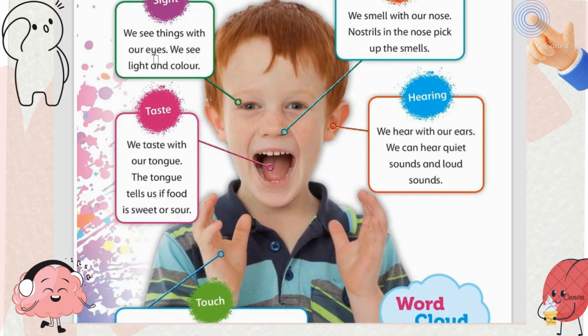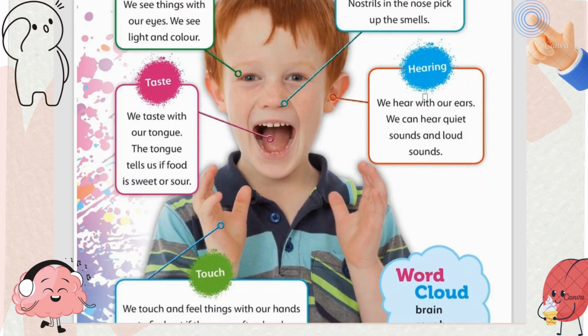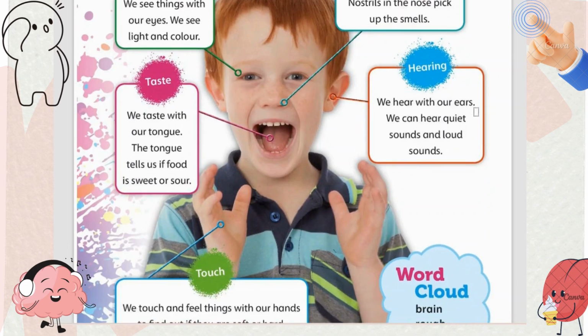All right, then comes hearing. We hear with our ears. We can hear quiet sounds and loud sounds, right? The music, oh, this is very loud music, I don't like it. But when someone is talking very lightly, we say, oh, can you speak a bit louder? Okay? In ears, we have the eardrums that hear the sounds and tell your brain, okay, this is the sound of a cat. This is the sound of a dog.